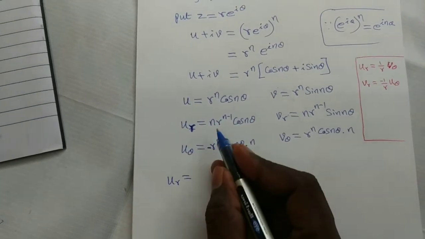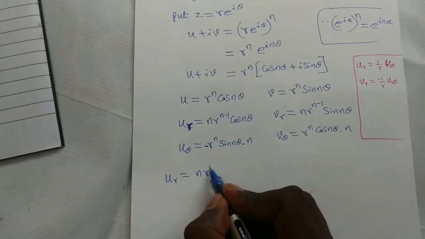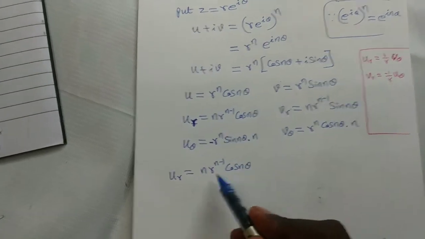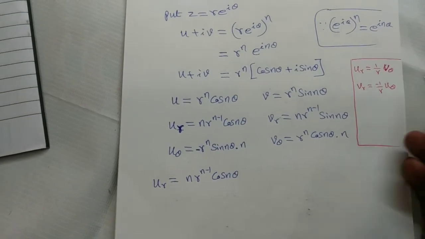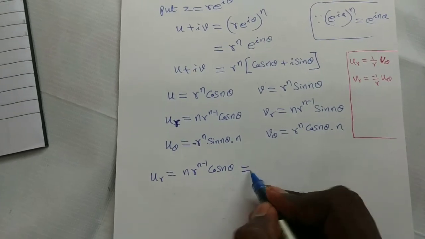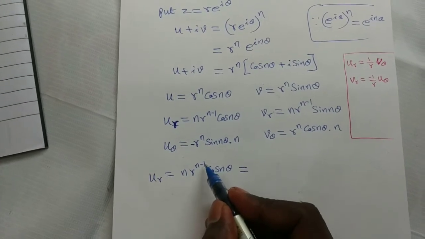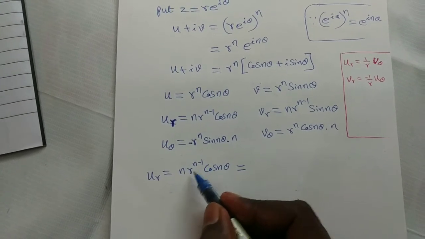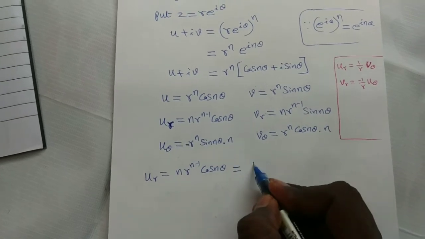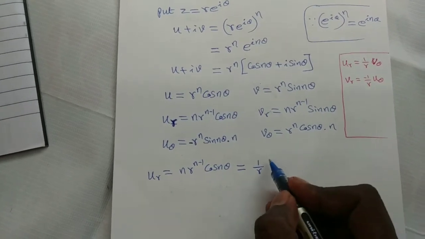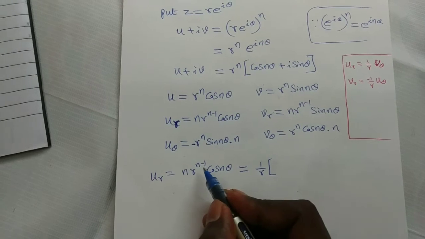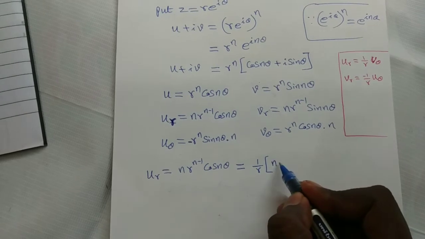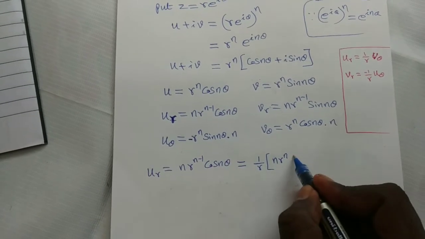ur is equal to n into r power n minus 1 into cos n theta. So this is ur. I want to equate 1 by r v theta. Listen carefully. You see r power n minus 1. This r power n minus 1 is r power n into r power minus 1. What is the meaning of r power minus 1? It is 1 by r. So 1 by r. What are the remaining terms except 1 by r? The remaining term is n into r power n into cos n theta.